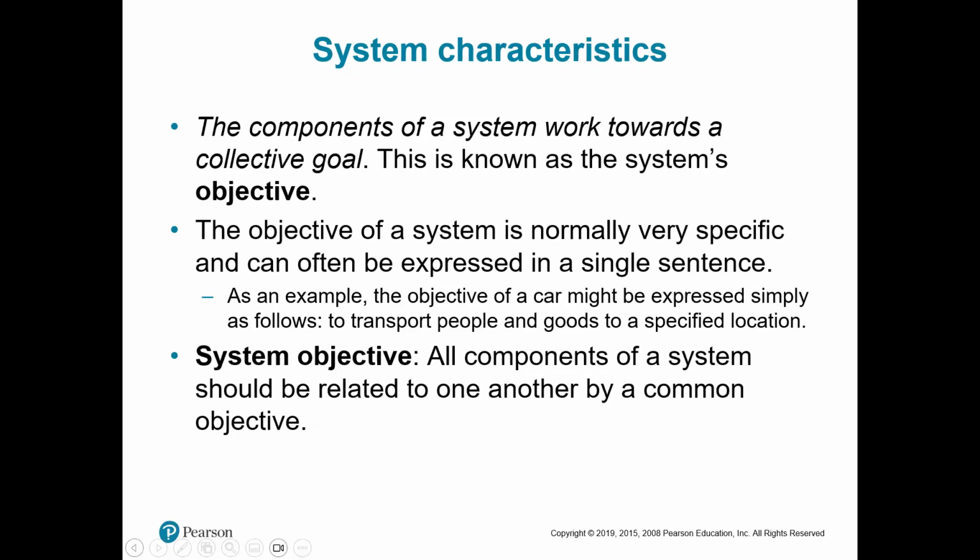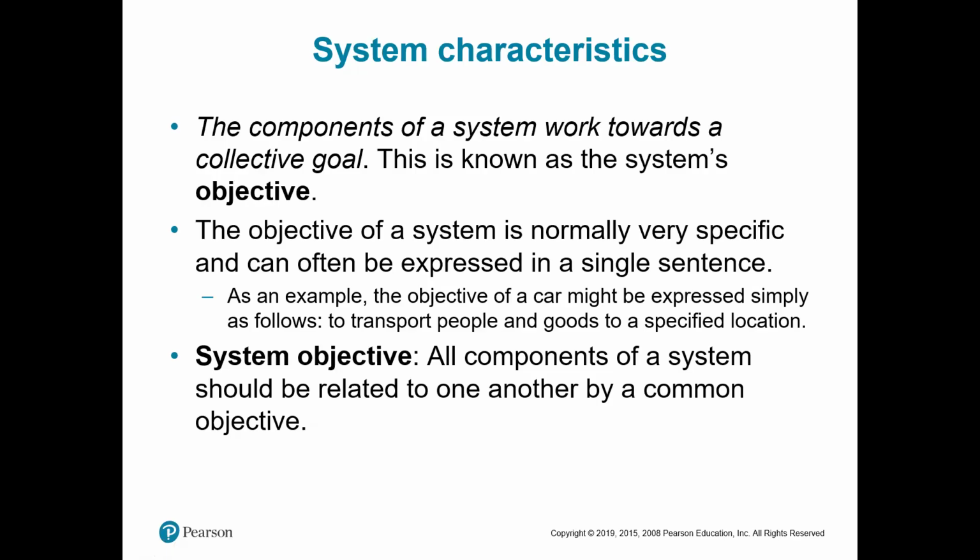Let me give you a typical example. An example is what? A car. Right? When we look at a car, the purpose of a car is what? To transport people and goods to a specified location. That is the objective of a system. The car system is to transport human beings and goods from one location to another. So the objective of the LMS, which is a system, is to assist students to access lecture materials and also lecture recordings for their academic activities.